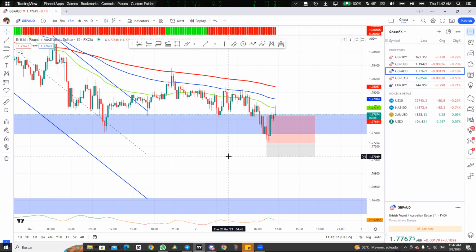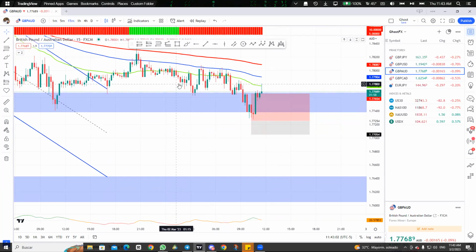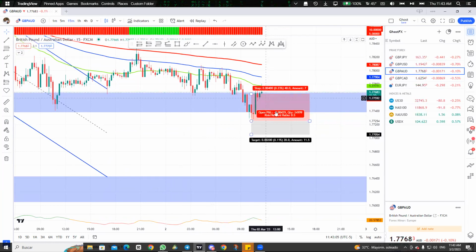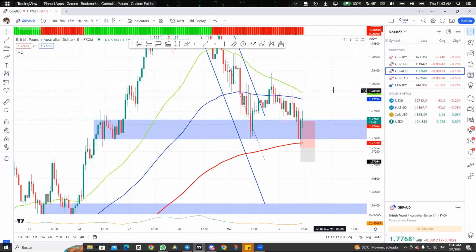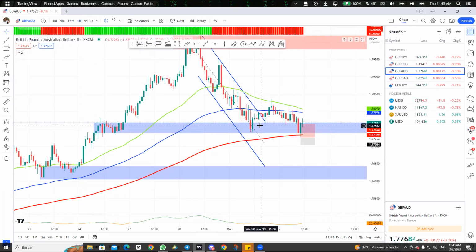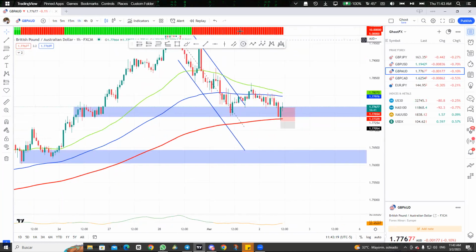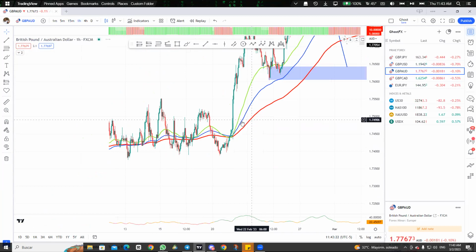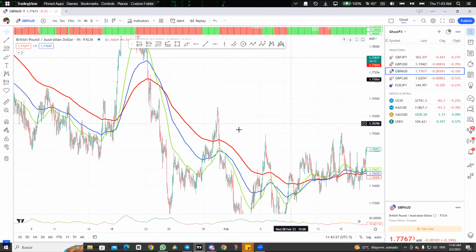Okay, so look at how it's rejecting from the green EMA, right? Now this rejection, it's good for me. Now I have to wait to see what it's gonna do in the next couple of candles, if it's gonna start going down or it's gonna go up. Because on the higher time frame, you're still in an uptrend. It might start going down due to this. I mean, I think it might go down, but not too.